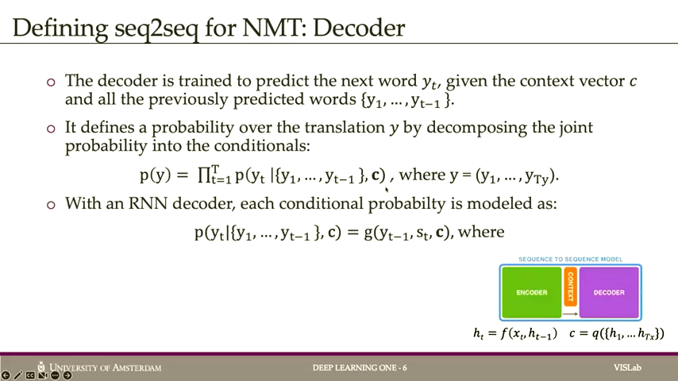So if we have an RNN decoder, each of these conditional probabilities will be represented like this, again with some nonlinear function, where we also take into account the hidden state of the decoder. So we have this notion of hidden states both of the encoder and of the decoder.